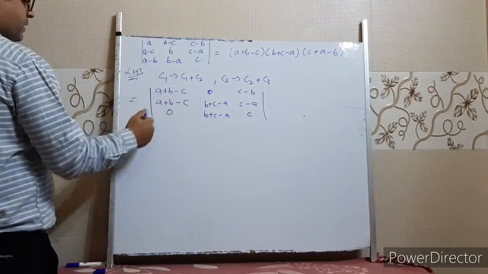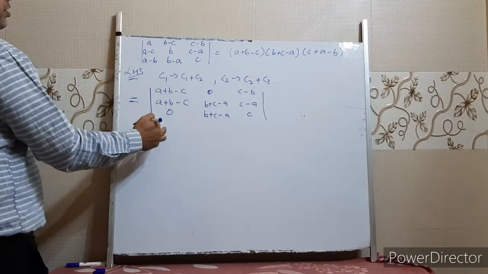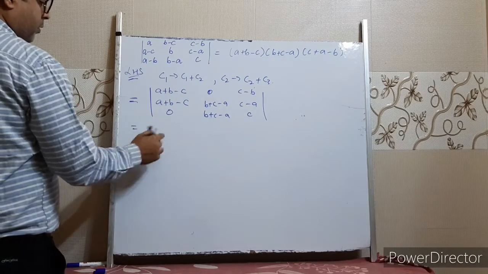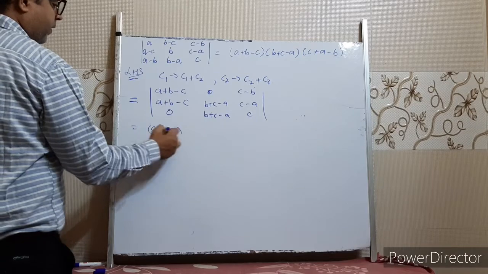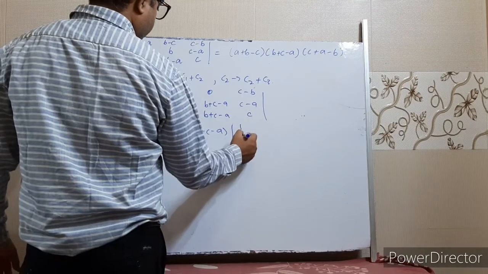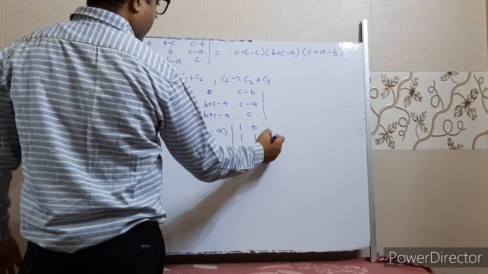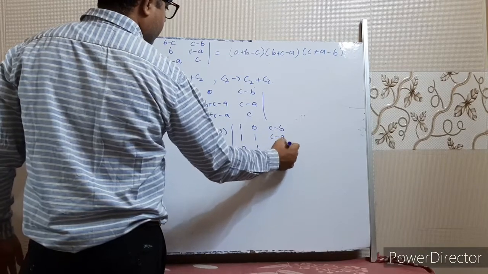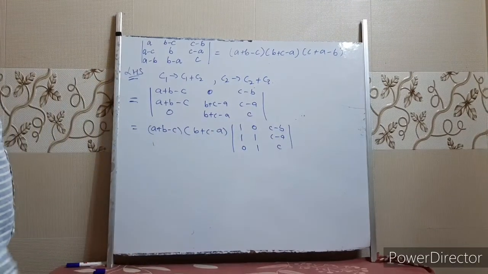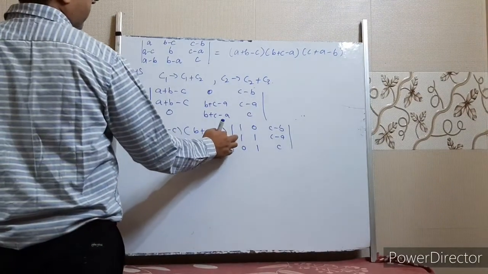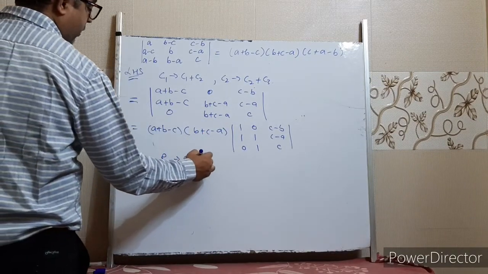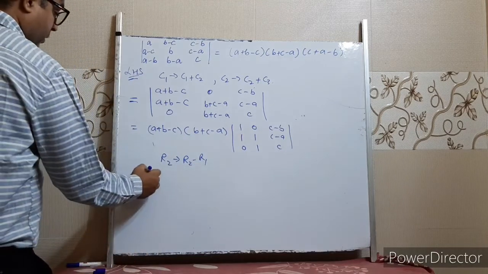Okay children, now you can see that we can take A plus B minus C common from C1 and B plus C minus A common from C2. When we do that, A plus B minus C common from C1 and B plus C minus A common from C2. So what will be left here? 1, 1, 0, 0, 1, 1, C minus B, C minus A and C. Right children? So if we get 1 here, we can expand this determinant about column C1. So I am making this term 0 by subtracting R2 minus R1. Right children? So what will we get?